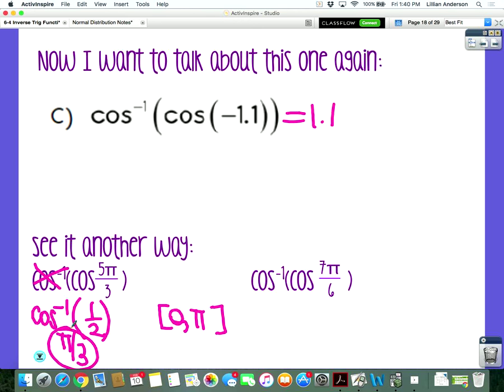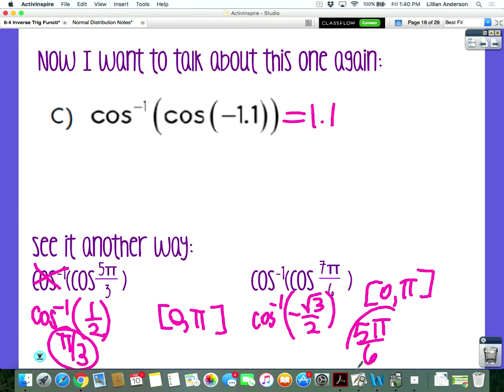Alright, look at this one. Start on the inside. What's the cosine of 7 pi over 6? -√3/2. So we're going to replace the inside with exactly that. We actually evaluated it. And then we're going to do the cosine inverse of that. Where on the interval from 0 to pi is cosine -√3/2? So your answer for this is 5 pi over 6.